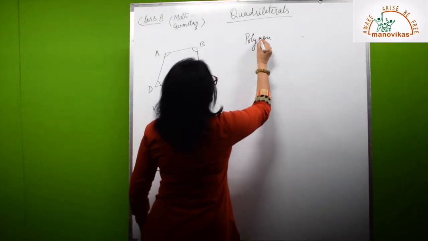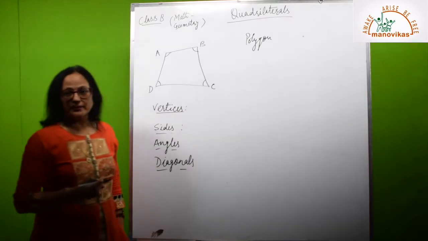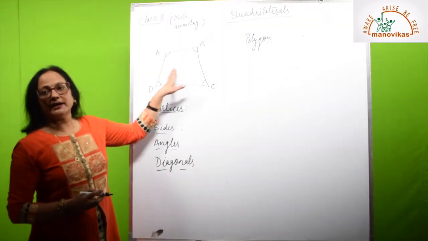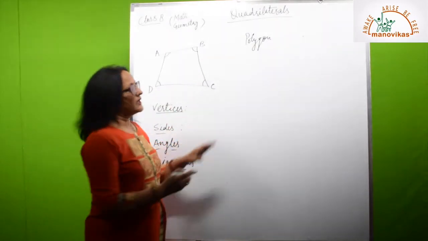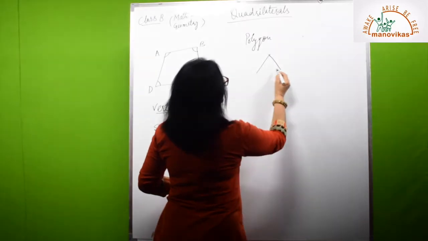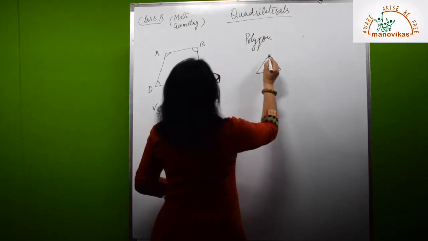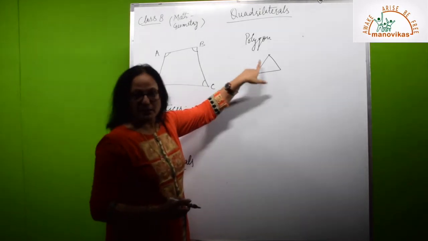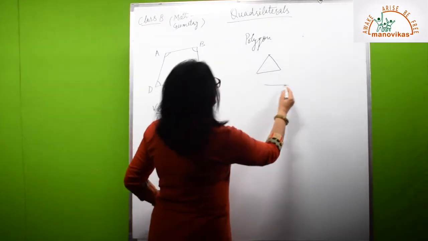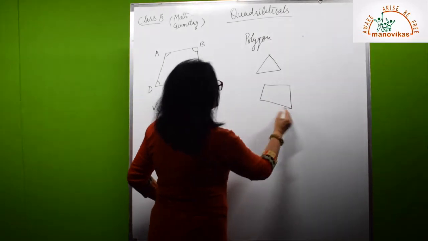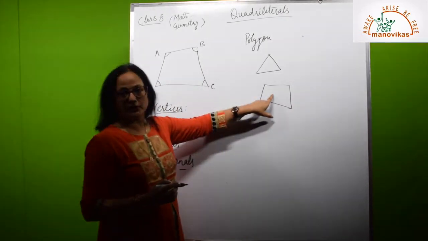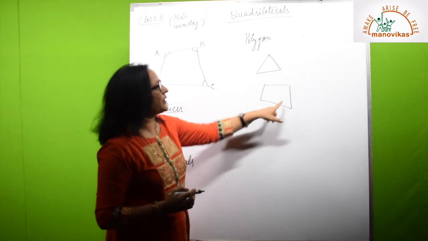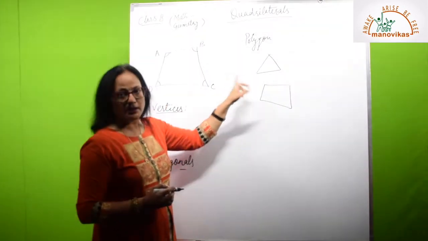Polygon is any shape that is bounded by line segments. For example, a triangle, its boundary is covered by line segments. So this is a polygon. Similarly, a four-sided figure is also a polygon. So a closed figure bounded by line segments is called a polygon.